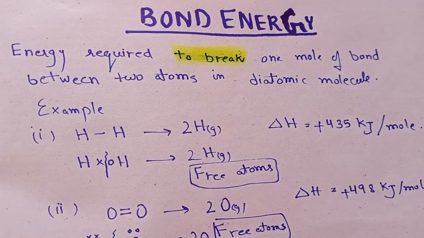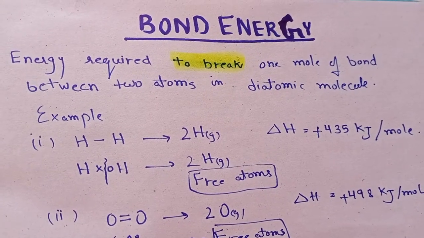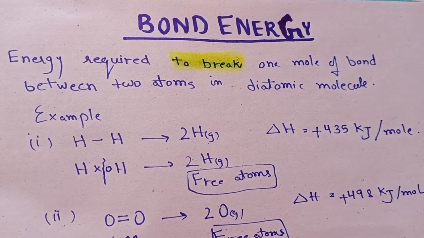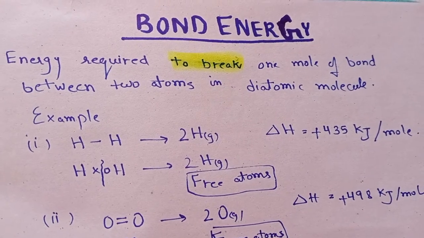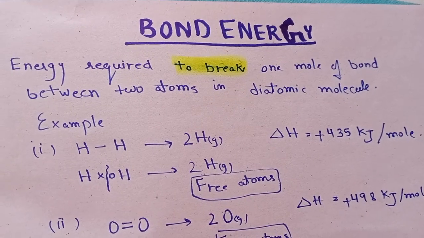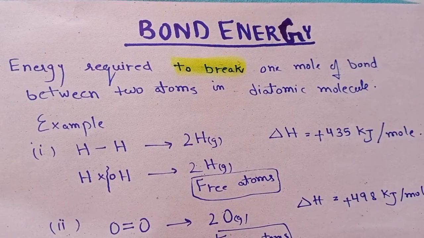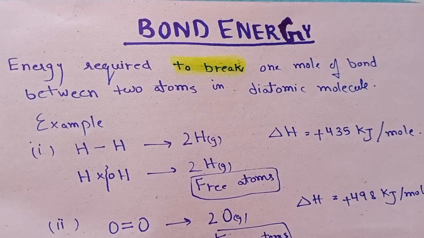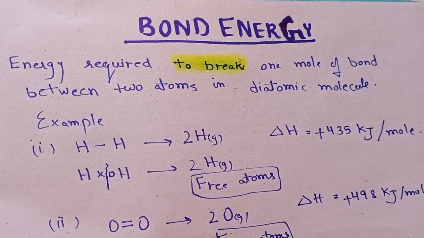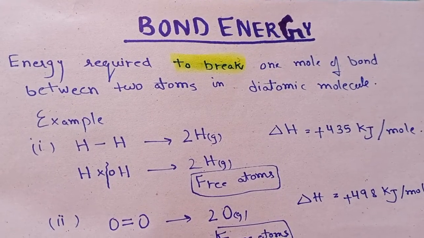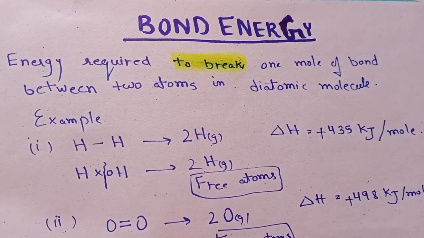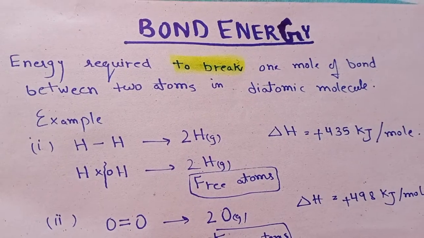Today we are going to discuss the topic of bond energy. As you know, we have discussed the dipole moment, which is related to the polar covalent bond, and bond energy is also related to covalent bonding, right? If a covalent bond is formed between two atoms, a certain amount of energy is released. At the same time, if we break the covalent bond between two atoms, then we need some amount of energy. That amount of energy required to break the bond is known as bond energy.